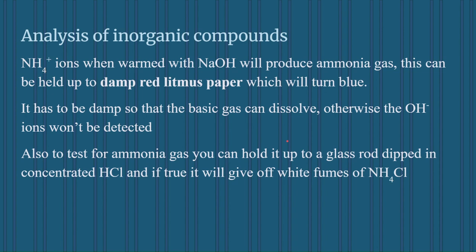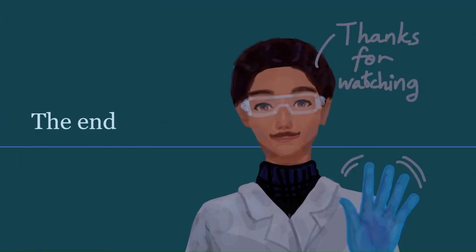And to test for ammonia gas, you can also use a glass rod dipped in concentrated hydrochloric acid, and if it's a positive result, it will give off white fumes of NH4Cl. That's ammonium chloride, and that's white.